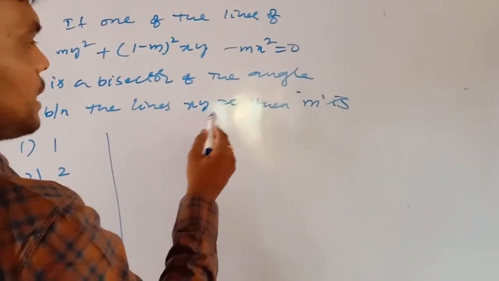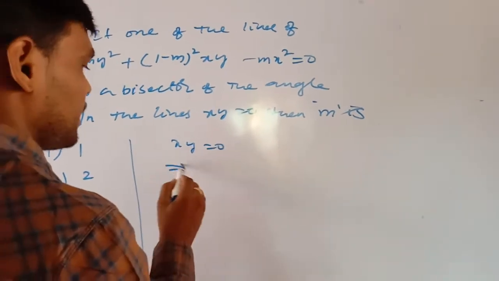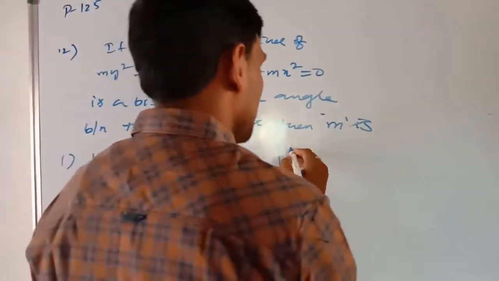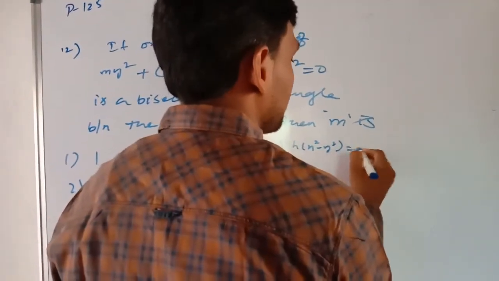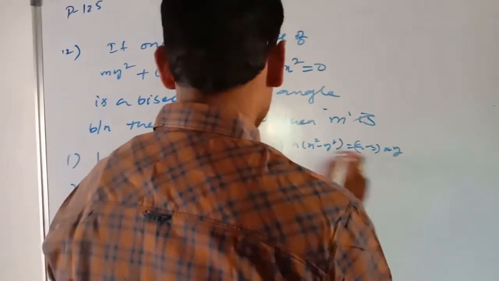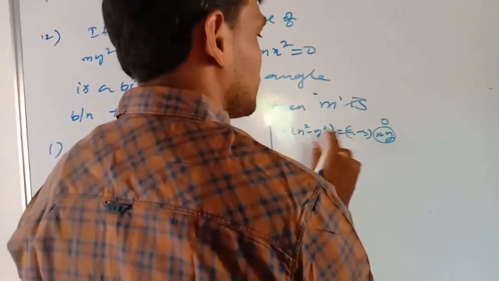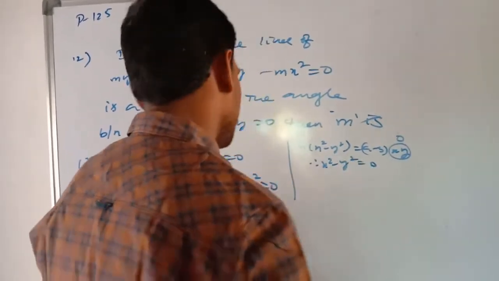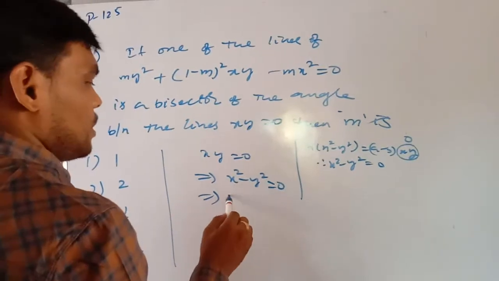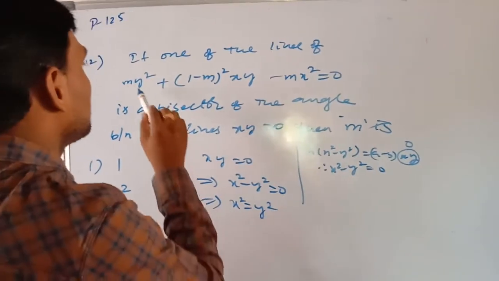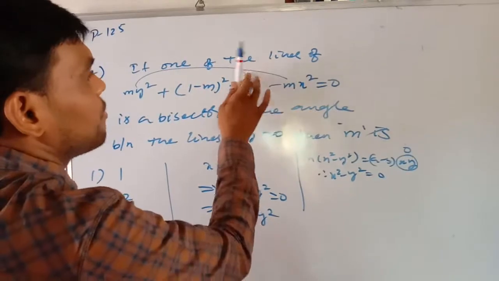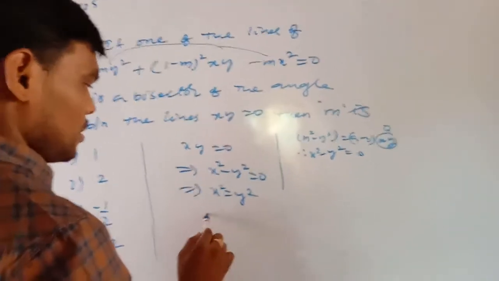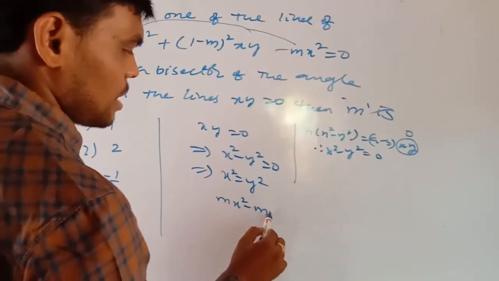Now between the lines xy = 0, that implies x² − y² = 0 for the angle bisector. The angle bisector equation is h(x² − y²) = (a − b)xy. Here xy is 0, so h is 0, therefore x² − y² = 0. Now x² = y², that means mx² − my² = 0.